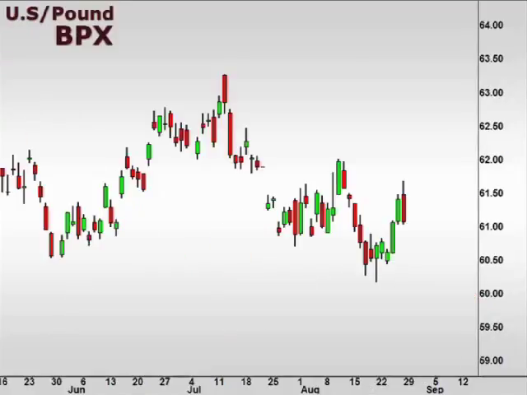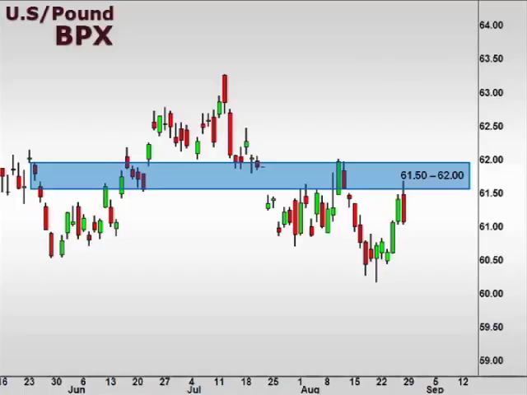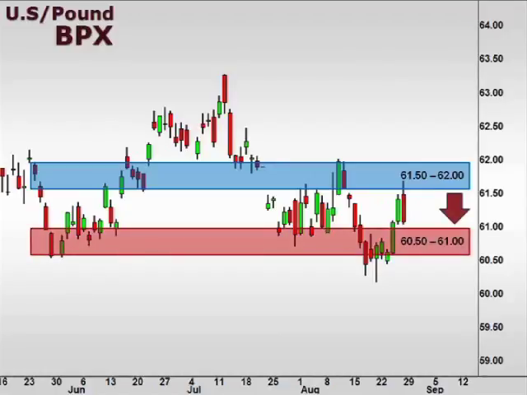Next up, the BPX, the U.S. versus the British pound. Well, the BPX tested the 61.5 level before retracing back down for a test of 61 for support. Now, a reversal and subsequent continuation to the upside beyond the 61.5-62 resistance opens the window for a bigger picture continuation to the upside.